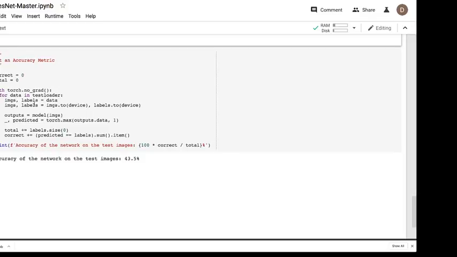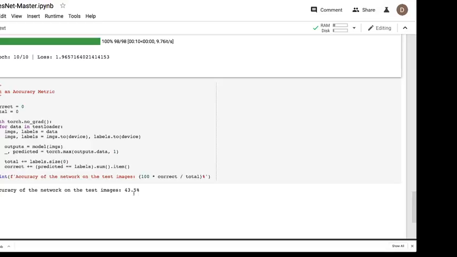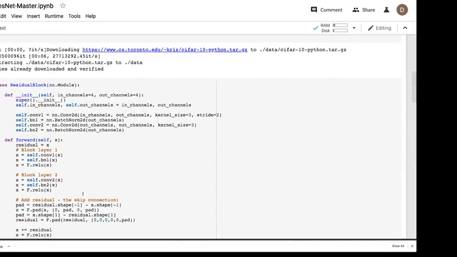And then we're going to get an accuracy metric. After a little 10 epochs, we get a 43.5% accuracy. Random would be like 10%, so it is doing better. And we are employing this idea of a skip connection.